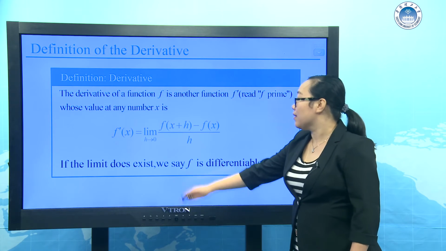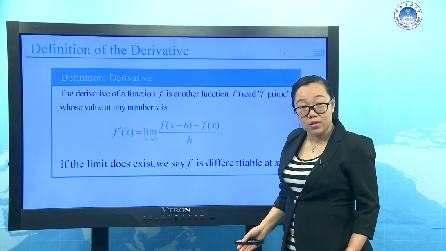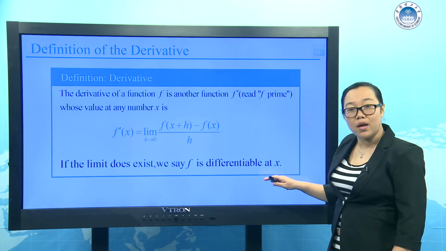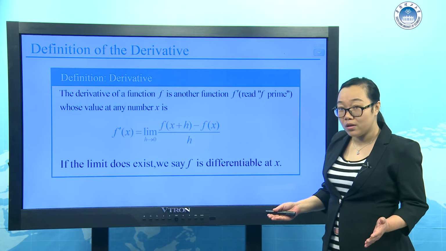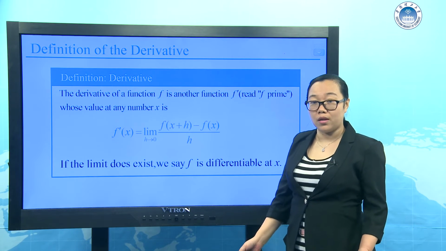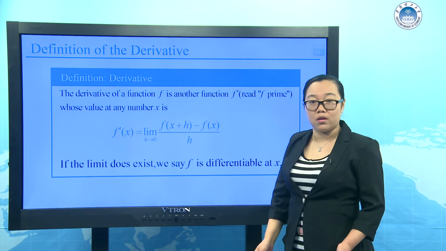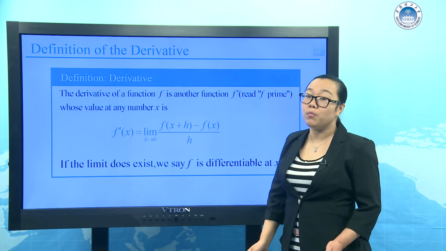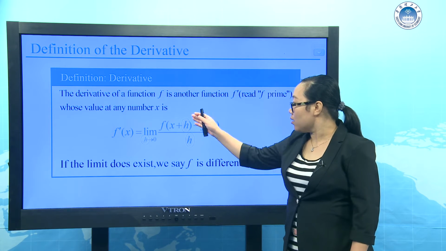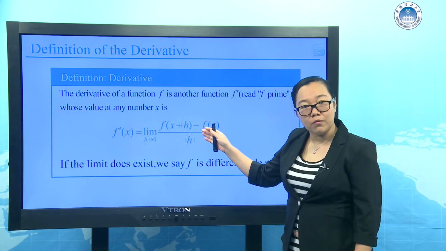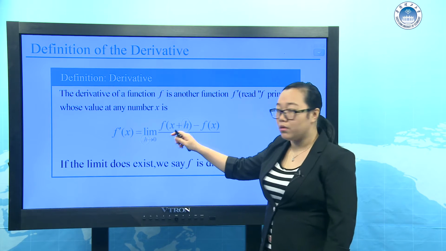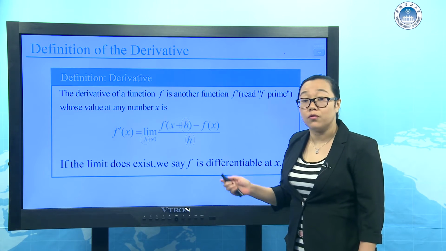If the limit does exist, we say f is differentiable at the given point x. Otherwise, if the limit does not exist, we say that f is not differentiable at the given point x. Pay attention to the h. h is the same variable, and the same variable expression tends to 0. Try to understand the formula.